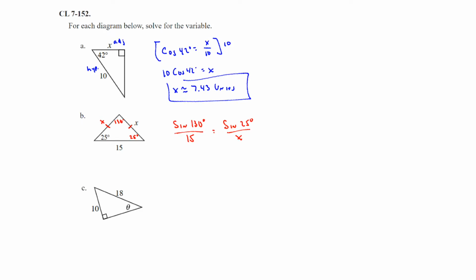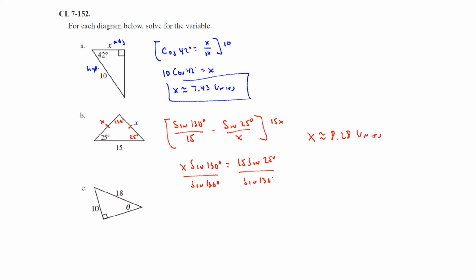And then you can cross multiply, or multiply both sides by 15x. That would be x times sine of 130 degrees is equal to 15 times sine of 25 degrees. And then to get x by itself, we can divide by sine of 130 degrees. Plug that in your calculator, and we'll get x as approximately 8.28 units.